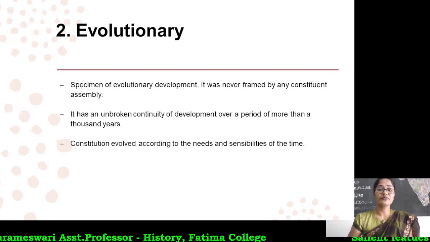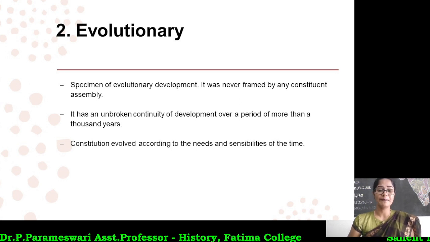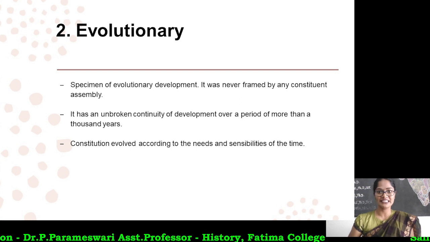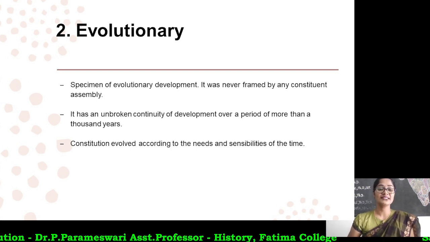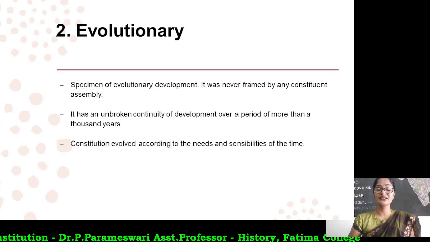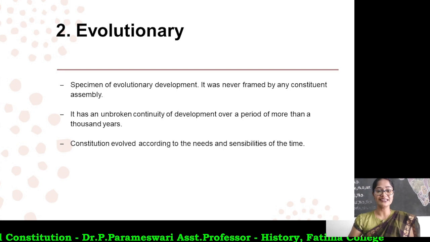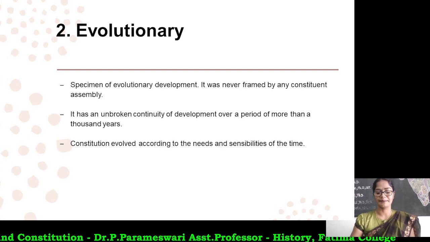The second feature of England Constitution is that it is an evolutionary one. It is a specimen of evolutionary development. It was never framed by any constituent assembly like Indian Constitution. It has an unbroken continuity of development over a period of more than 1,000 years. Constitution evolved according to the needs and sensibilities of the time.